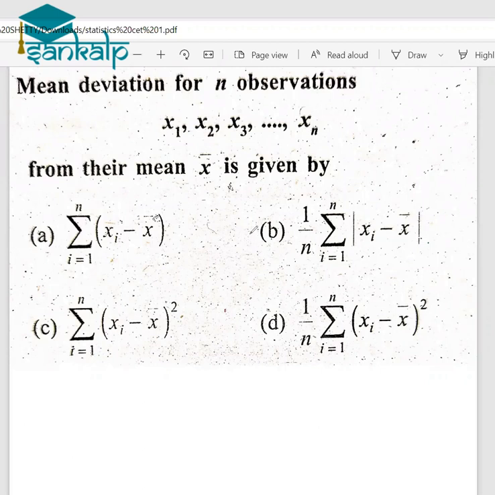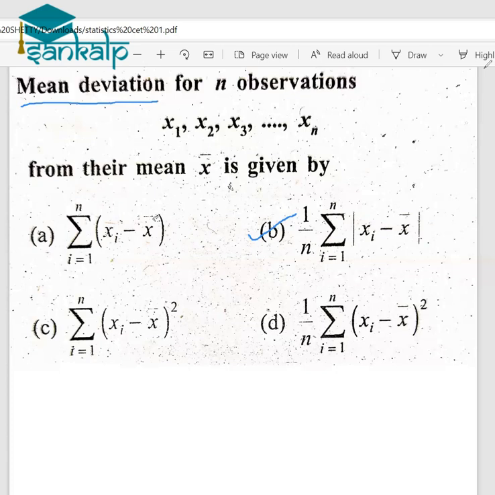In case of ungrouped data, the formula is directly: mean deviation is equal to 1 upon n sigma mod of xi minus x bar. So option B gives us the right answer. Option D is the right answer for standard deviation, but here they have asked for mean deviation. Mean deviation always means absolute values, modulus values, so the correct option is B.